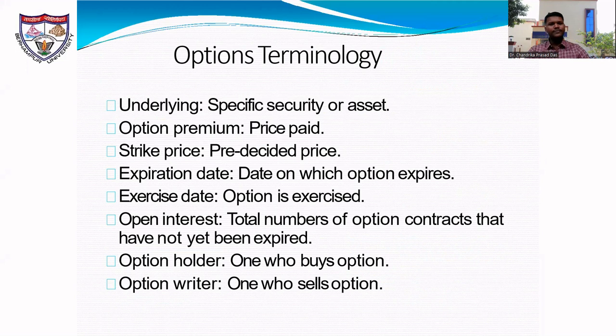These are some terms used in option contracts. Underlying means the asset or instrument. The option premium is the price paid to purchase that right. Strike price is the pre-decided price between the buyer and seller. Expiration date is the date on which option contract expires. Exercise date is when the option is being exercised. The open interest is the total number of option contracts outstanding in the market, that means those that have not yet expired, known as open interest.